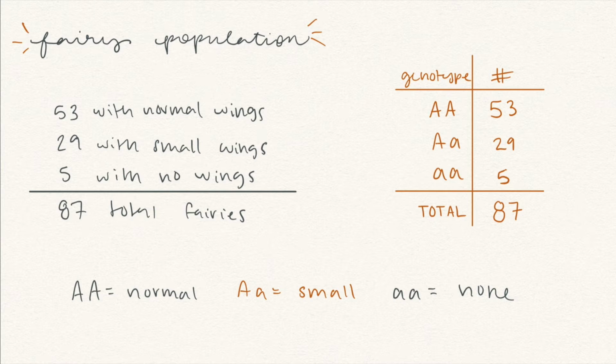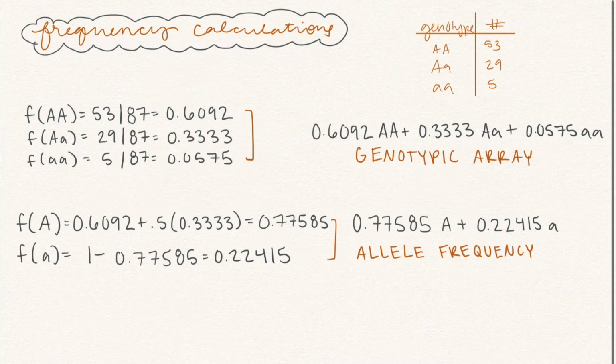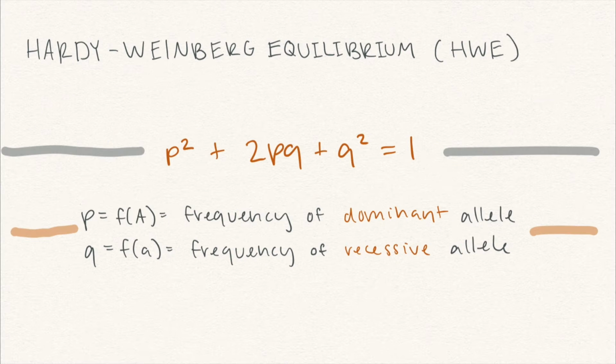Of the 87, 53 are homozygous dominant and have normal wings, 29 are heterozygous and have small wings, and 5 are homozygous recessive and have no wings. These are the genotype and allele frequencies and the calculations that were used to get them.